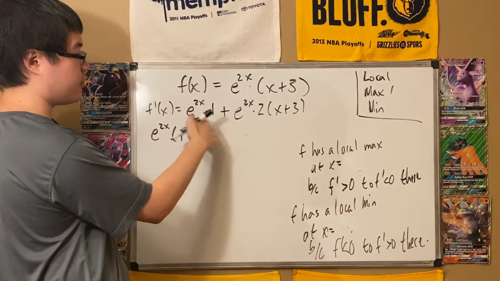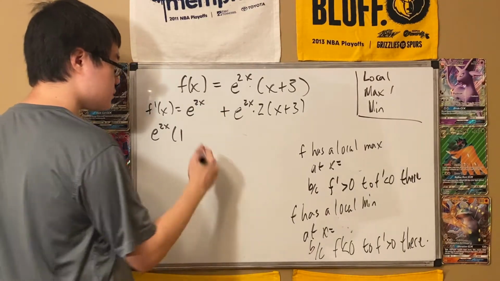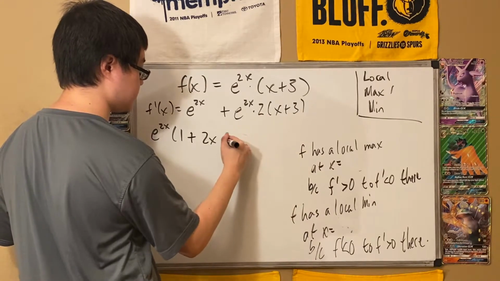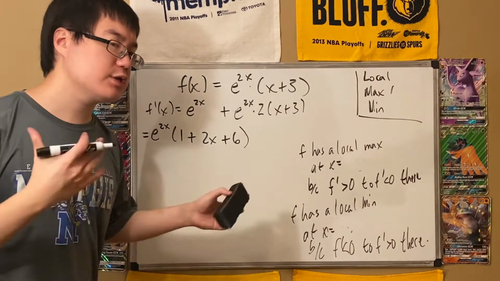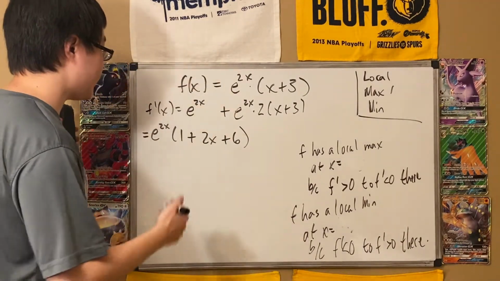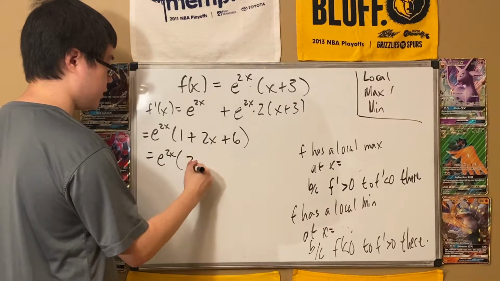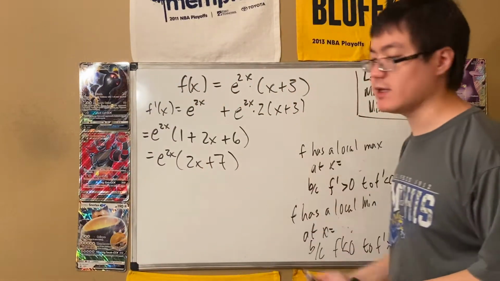Keep in mind that when I factor out an e to the 2x, there's still a 1 here, even if it was written like this. And then it looks like I'm going to have 2x, because I'm factoring this in, plus 6. And that's that. Again, just keep simplifying until you have a form where you can draw the sign chart. e to the 2x, I can just do 2x plus 7. I think I'm ready to draw the sign chart now because it's x plus or minus something.